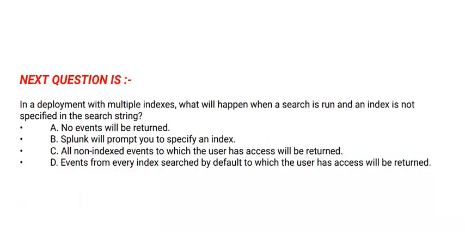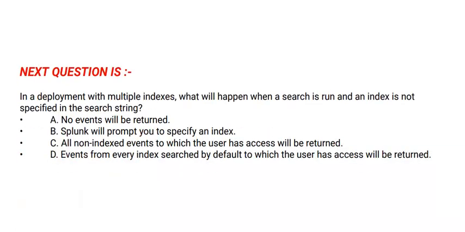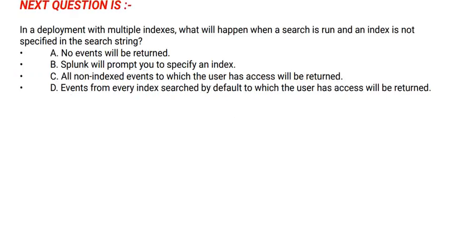Next question is, in a deployment with multiple indexes, what will happen when a search is run and an index is not specified in the search string? Options are: option A, no events will be returned. Option B, Splunk will prompt you to specify an index. Option C, all non-indexed events to which the user has access will be returned. And option D, events from every index searched by default to which the user has access will be returned. The correct option is option D.